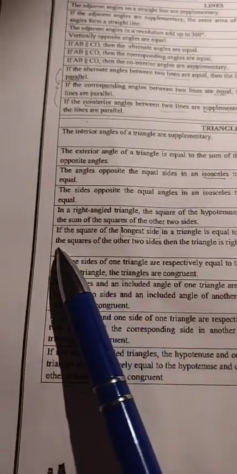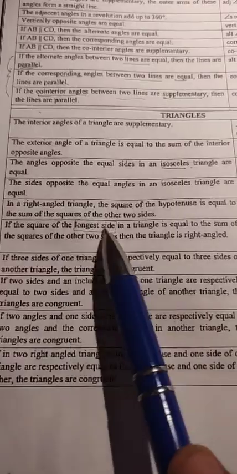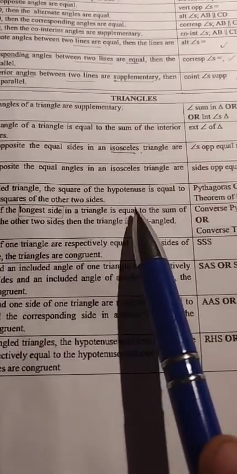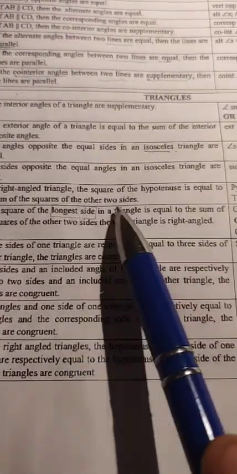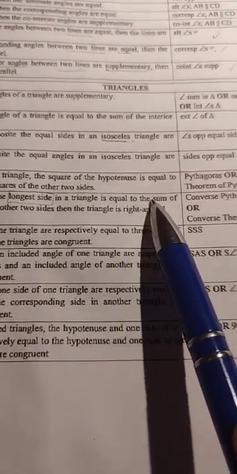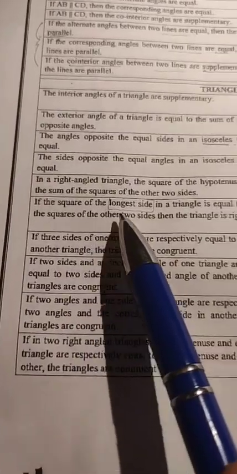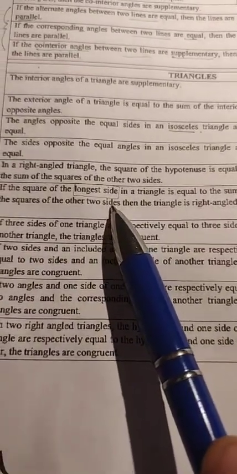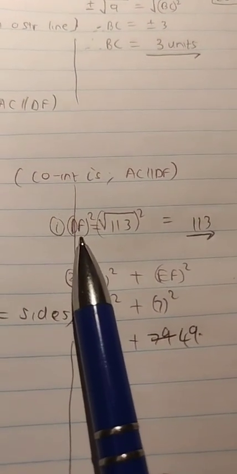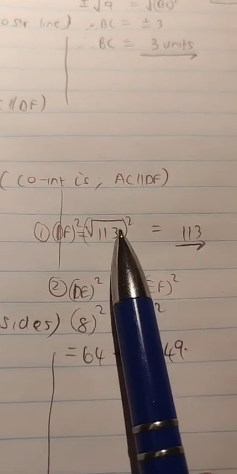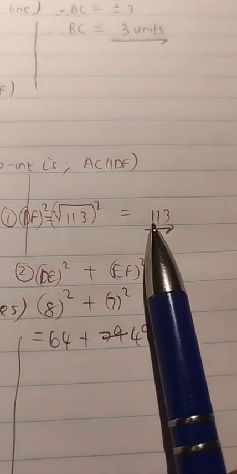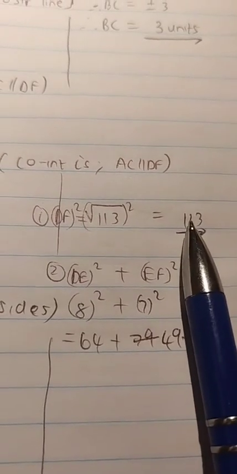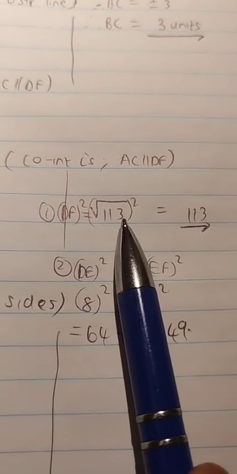So here is the thing, okay? If the square of the longest side in a triangle is equal to what? To the sum of the squares of the other two sides. So what I've just done here is take the longest side, which is DF, and I squared DF. So squaring DF, which is the square root of 113, that gives me 113 on the dot, okay? That's after squaring DF. Are we together?